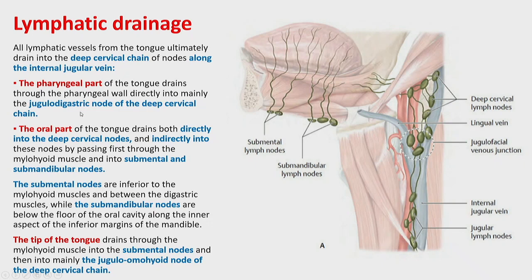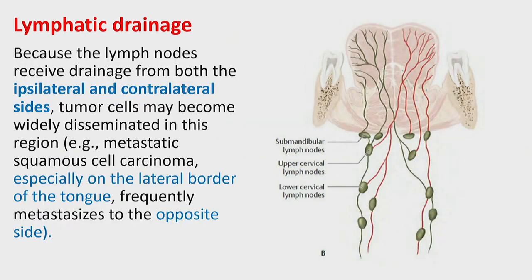And the oral part either goes directly to the submental and submandibular region, but also, mainly from the tip of the tongue, not only to the submental but also it can go to the other group of lymph nodes, which is called the jugulo-omohyoid lymph node. Why do they call it jugulo-omohyoid? Because the jugular vein is crossing the omohyoid muscle. This is called the Kocher lymph node. They are extremely important.